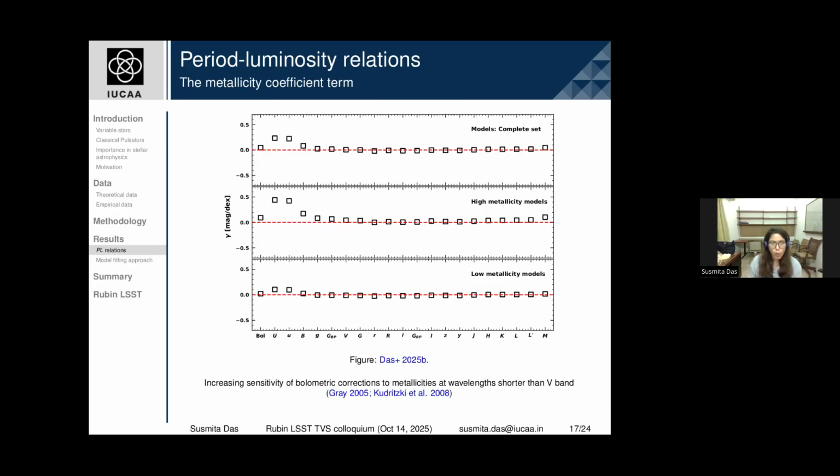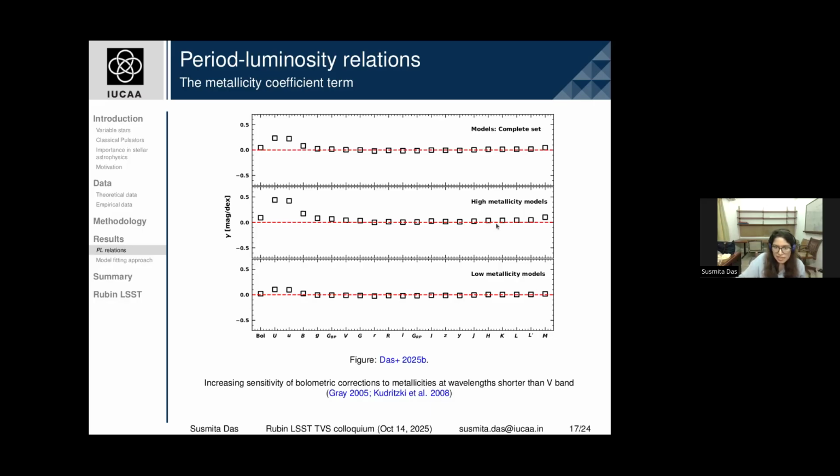So finally, our main goal is to study the effect of metallicity, right? When we say metallicity effect, we have fitted a linear regression, PLZ, and gamma is the coefficient of the metallicity term. So anywhere where it is 0 means that there is weak or negligible effect of metallicity, which is indicated by the red dashed line.